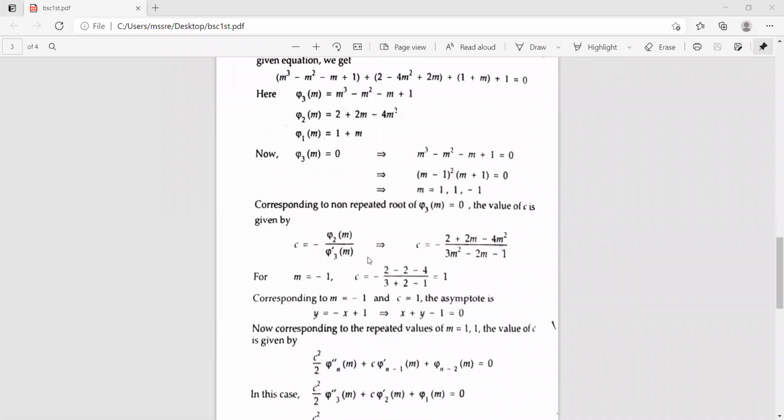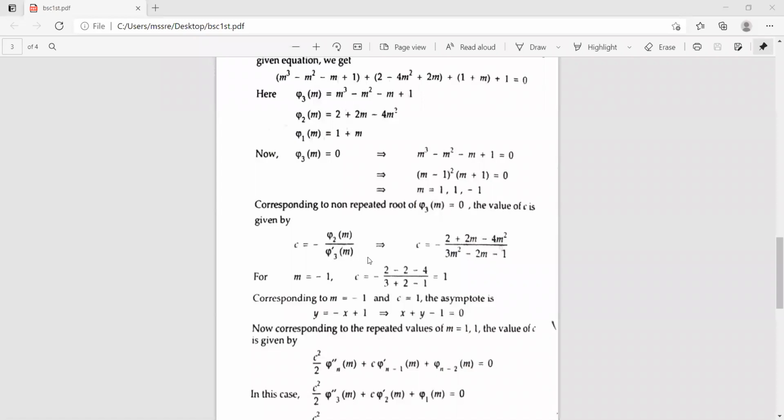We cannot take 1 here because it is repeated; here you can only take non-repeated roots. Minus 1 has come only once, not twice, so m equals minus 1 is a non-repeated root. Corresponding value of c: substituting m equals minus 1, we get minus of 2 minus 2 minus 4 divided by 3 plus 2 minus 1, which on simplification yields 1.